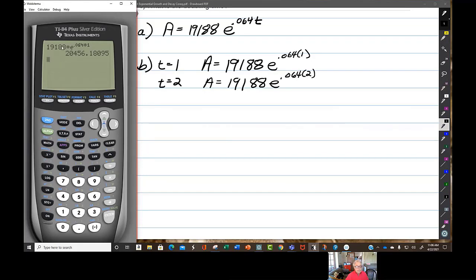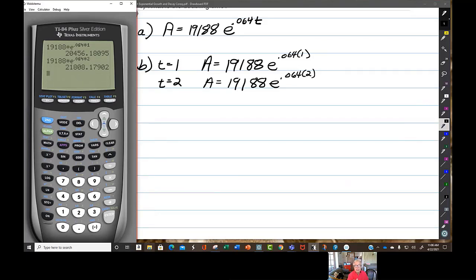Then, to not have to type all this stuff again, because you're more likely to make a mistake the more often you type something over, second, enter. All I have to do is go back two places so that the cursor is blinking over the one and hit a 2. That's all. Hit enter. And that's the amount after 2 years.